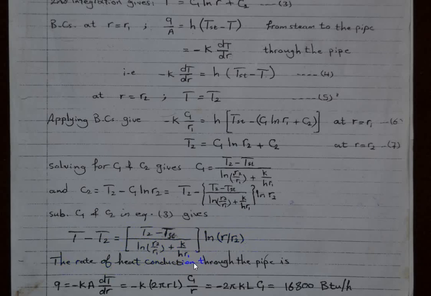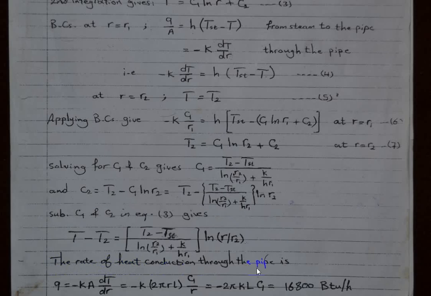The rate of heat conduction through the pipe is Q equals K A dT dR equals K. This is considered the second requirement, request 2, of the stipulated example. This is request 2 of the stipulated example.